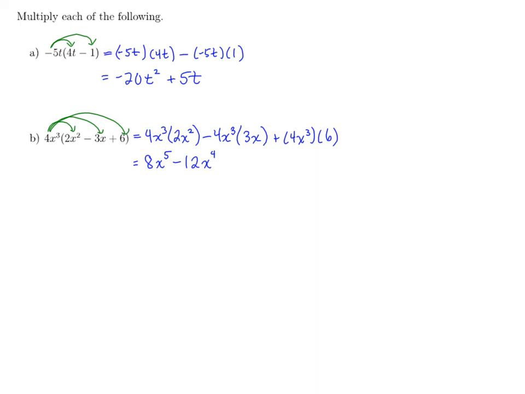For the last term, we have 4x cubed times 6, and all we need to do here is multiply those coefficients. So we'll have 4 times x cubed times 6, and that will be 24x cubed. So we are then adding 24x cubed. And so that expression, when fully simplified, is 8x to the 5th minus 12x to the 4th plus 24x cubed.